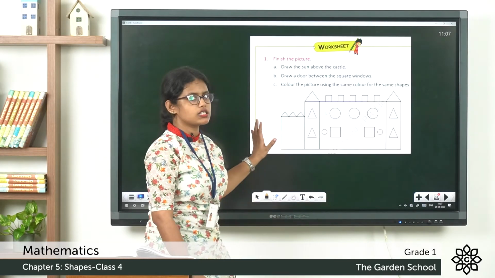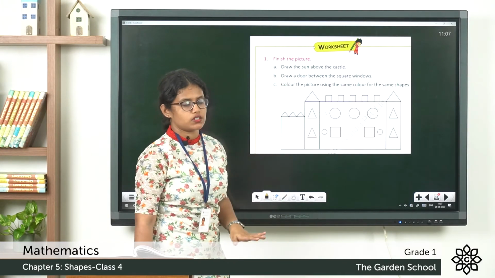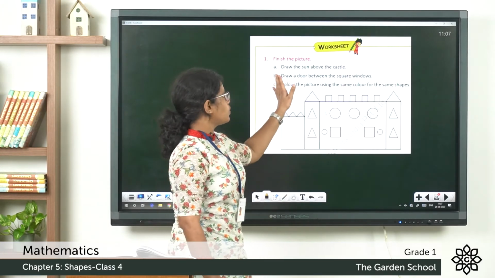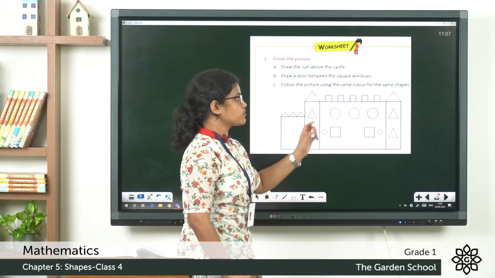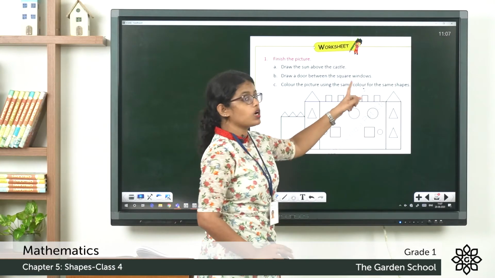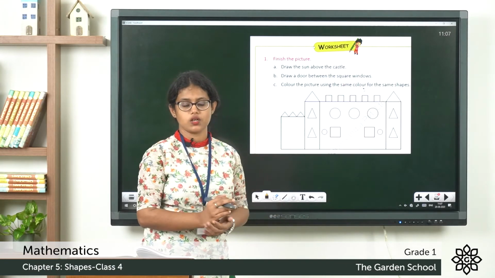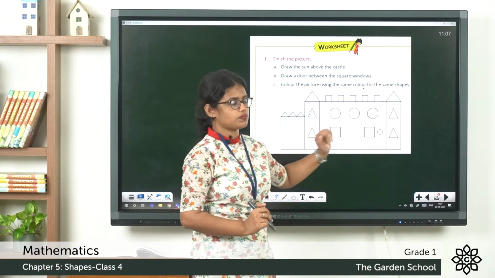Last exercise. You have to finish this picture and there are some questions given. So first question, draw the sun above the castle. So this is a castle and you have to draw a sun above the castle. So that is here. So you can draw a sun. So you all know how to draw a sun. What is the shape? Round in shape. So you can draw this and color it.